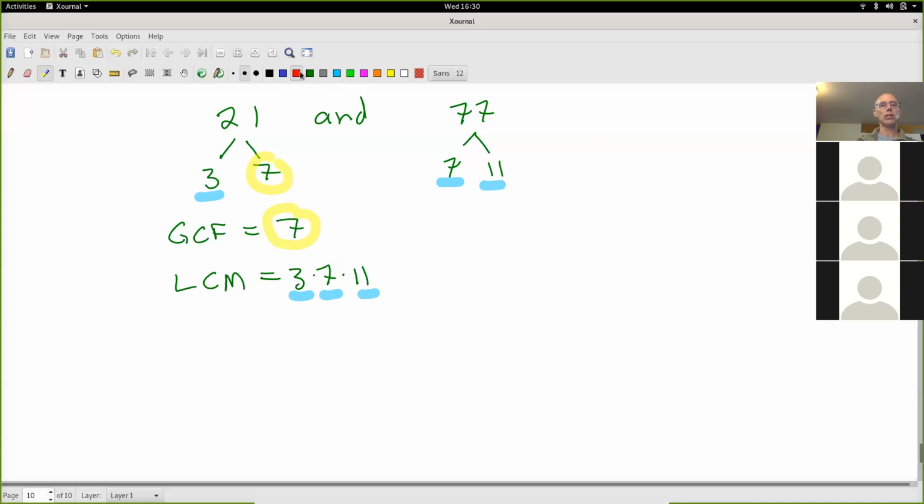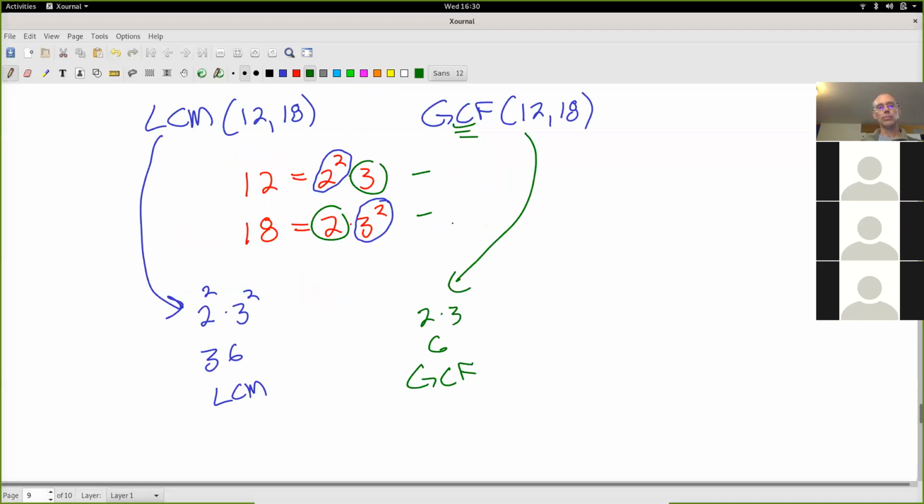Reminder, what's the strategy here? For the GCF, greatest common factor, what we're doing is choosing the lowest power of the common primes. So if we look back at the previous examples, we can double check that's true. So 7 is the only common prime, and it's to the first power, so it's just a 7. If I look back over here, the common primes were 2 and 3, and the lowest power of 3 was 3 to the first, the lowest power of 2 was 2 to the first, and those are the ones I ended up using for my GCF.